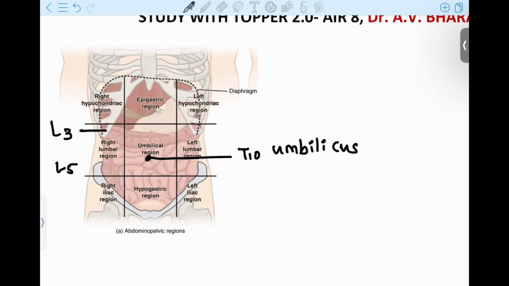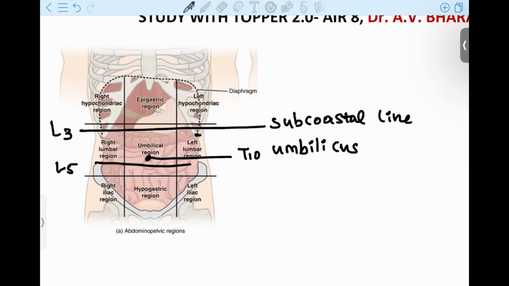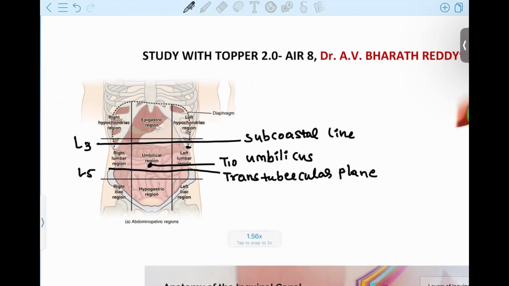L3 is the subcostal plane. Okay, this is also a question asked previously. What does L3 signify? That is your subcostal plane. Here you can see this is the subcostal plane. And next one is L5. L5 is the transtubercular plane. Okay, this is your transtubercular plane. These are the things that you have to remember: L3 is for the subcostal plane, T10 for the umbilicus, and L5 for the transtubercular plane.